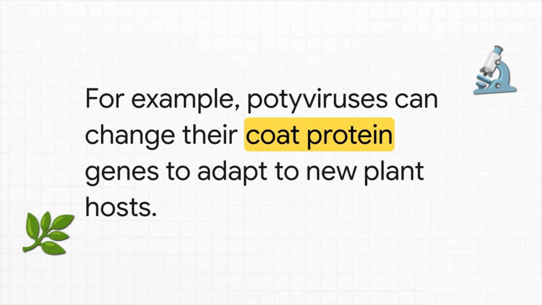And this isn't just theory, you know? We can actually see it happening out in the world. Take potyviruses. They're a really common group of plant viruses. Scientists have literally watched them tweak the genes for their outer protective shell, their coat protein. And by doing that, they become able to infect totally new types of plants they couldn't touch before. I mean, that is evolution playing out in real time.